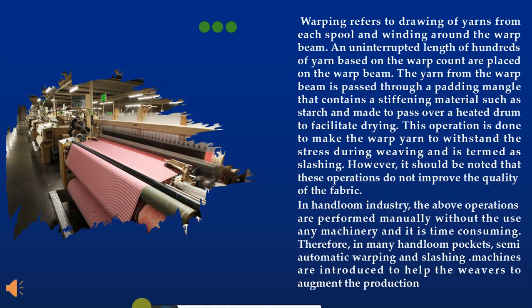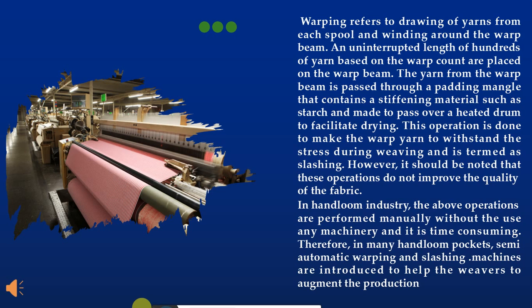Warping refers to drawing of yarns from each spool and winding around the warp beam. An uninterrupted length of hundreds of yarns based on the warp count are placed on the warp beam. The yarn from the warp beam is passed through a padding mangle that contains a stiffening material such as starch and made to pass over a heated drum to facilitate drying. This operation is done to make the warp yarn withstand the stress during weaving and is termed as slashing.